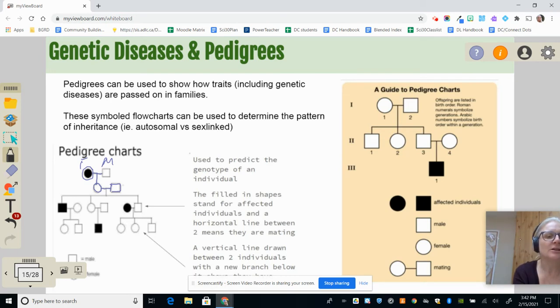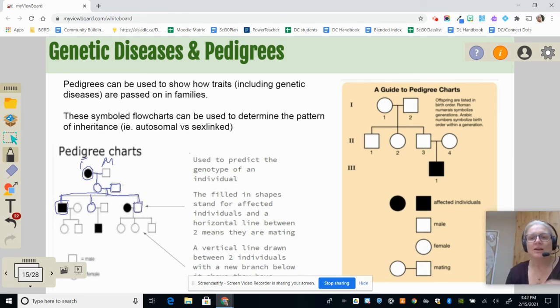And then their line down here says that they have offspring, and there is their first son. So this is also important. When you have children, your first child starts on the right-hand side. The second child was a daughter. And then the third child is a son.